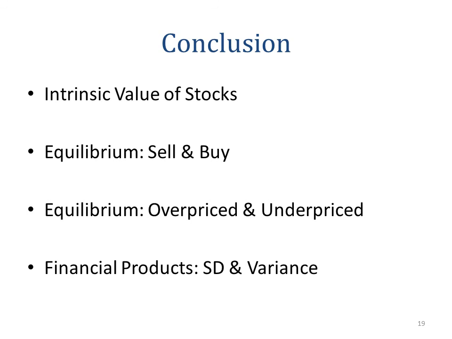So, in conclusion, we've talked about the intrinsic values of stocks. The equilibrium takes place, and the result of that is buying and selling. That keeps the market in equilibrium because of pricing that's over or under equilibrium. Okay, and different financial products have different standard deviations and variances based on the returns that you are getting.